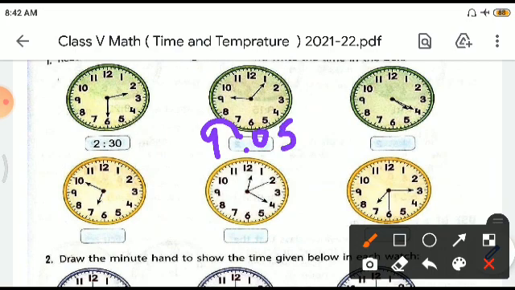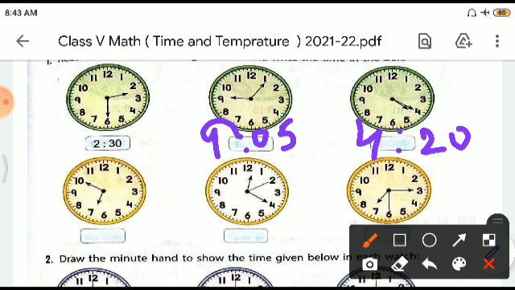And the third one, you can see both the arms are together at 4. So the hour will be 4, and the minutes will be 5 into 4, 20. So 20 minutes here. You can write AM or PM if you feel like, but you cannot determine here whether it's AM or PM.